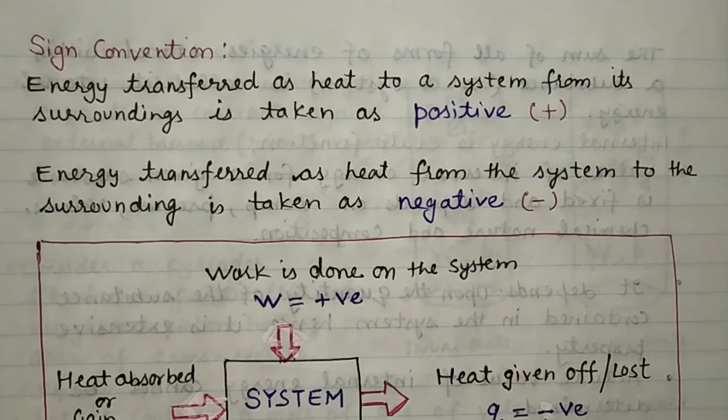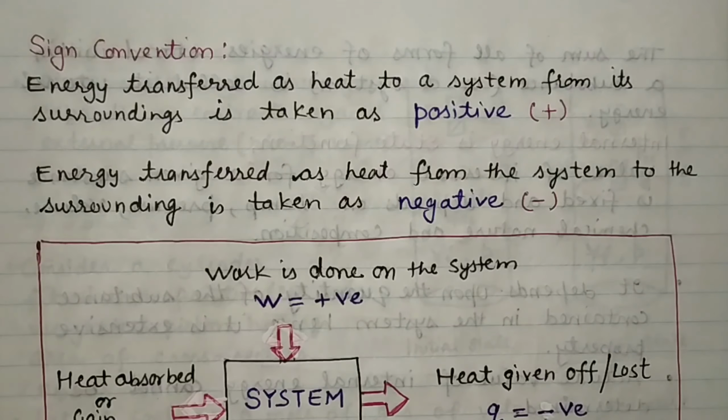Hello students, in today's class we shall discuss the sign conventions. In sign conventions we will consider whether work is done by the system or on the system, and whether heat is absorbed or lost by the system, and what sign should be given to that particular quantity, meaning what should be the sign on W or on heat.